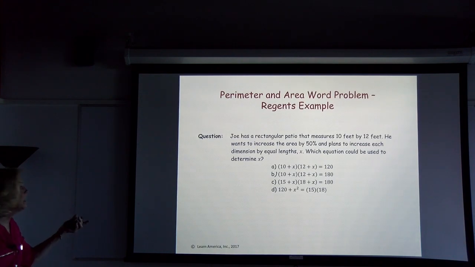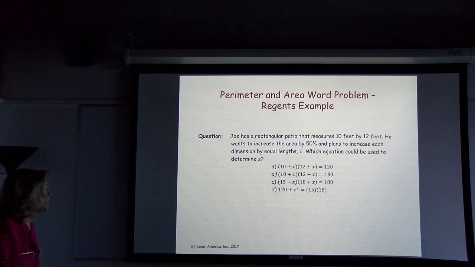So this actually is a Regents question. Joe has a rectangular patio that measures 10 feet by 12 feet. He wants to increase the area by 50% and plans to increase each dimension by the same amount. Which equation could be used to determine x?